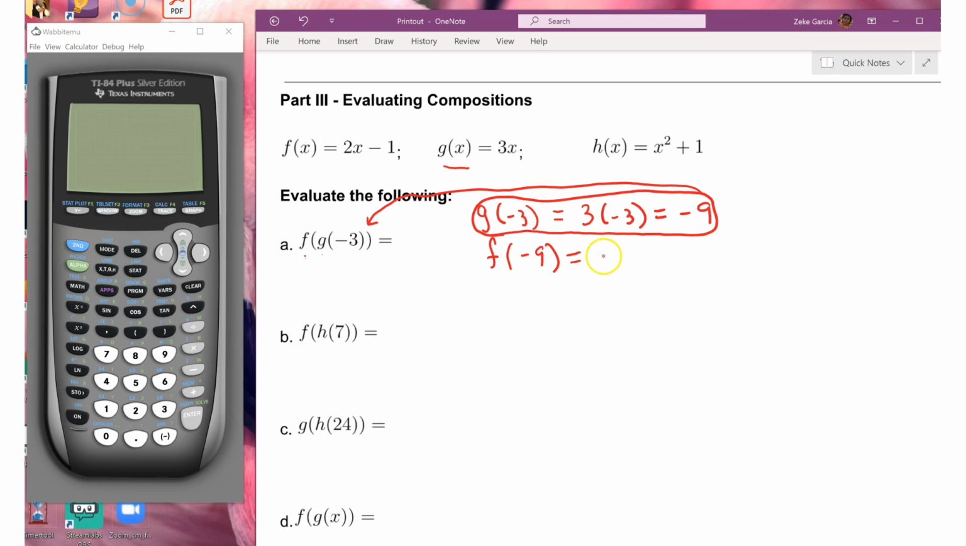So what is f of -9? It's going to be 2 times -9 minus 1. 2 times -9 is -18 minus 1 is -19. So we have that f of g of -3 is equal to -19.